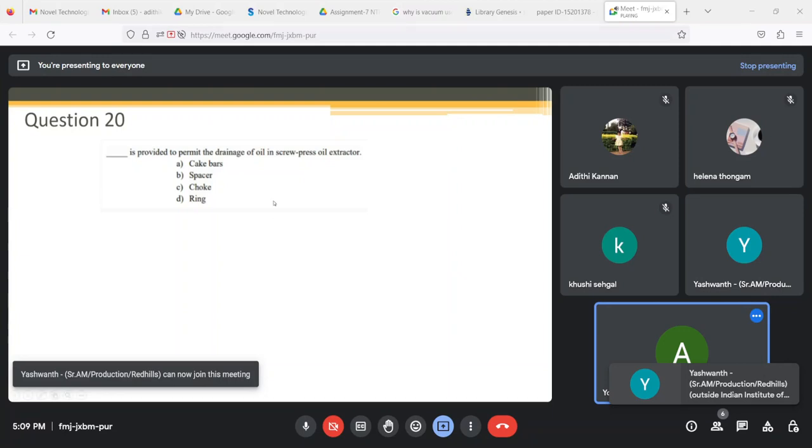So in a screw press oil extractor, as the pressure is increased, all the oil present in your seeds will start coming out. So you need to drain this oil to release this pressure. This drainage of oil is done by one of these four parts. So which one of these is used to permit the drainage of oil?